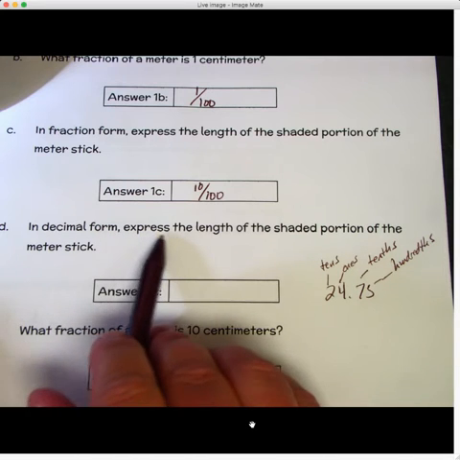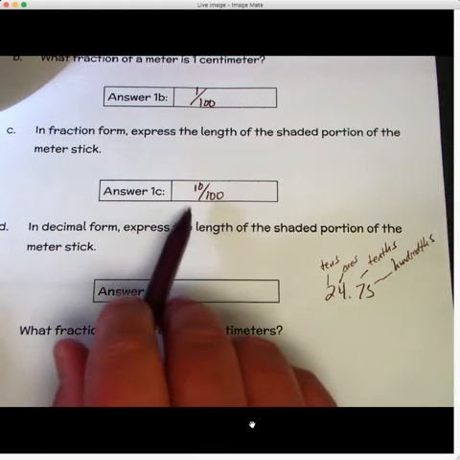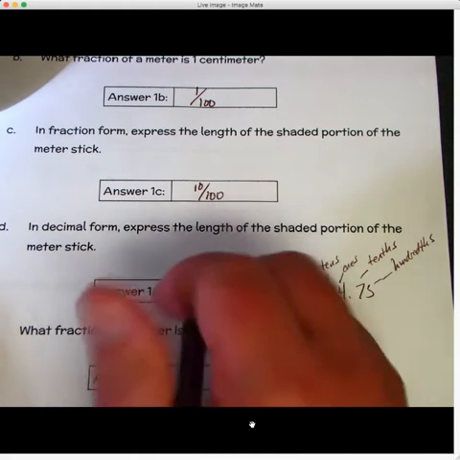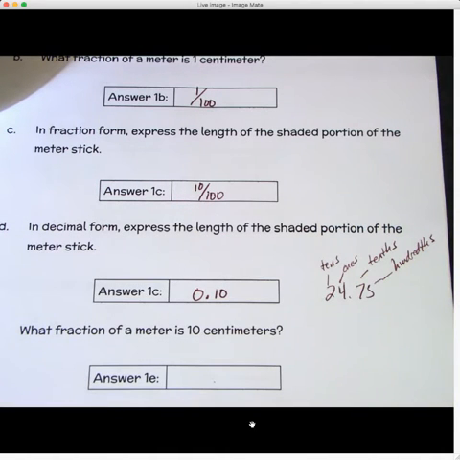In decimal form, express the length of the shaded portion of the meter stick. Well, the shaded portion is 10 hundredths. So we use 0.10. 10 hundredths.